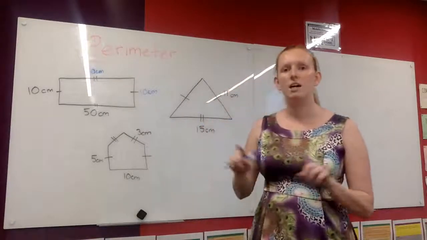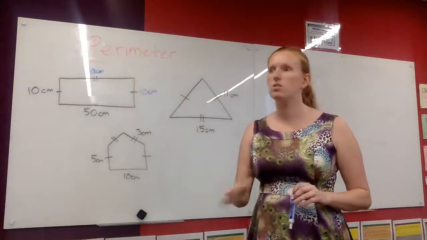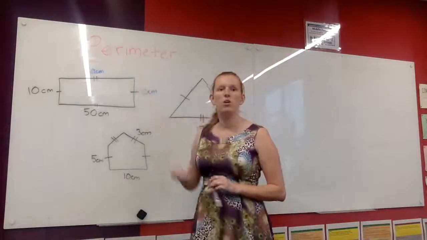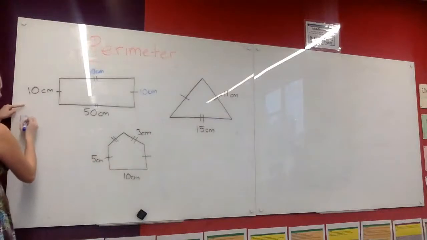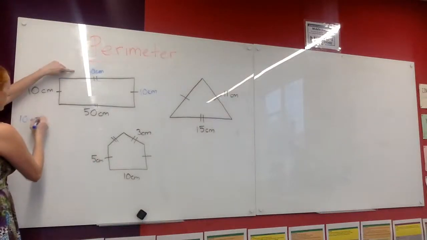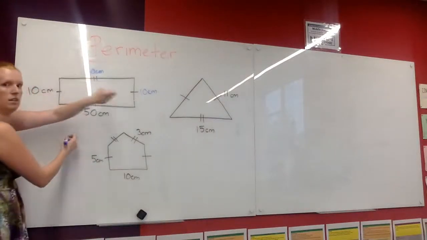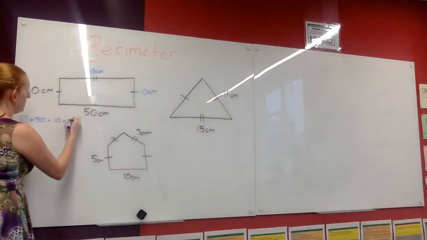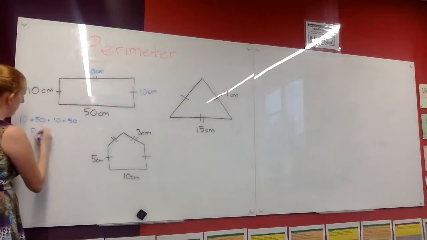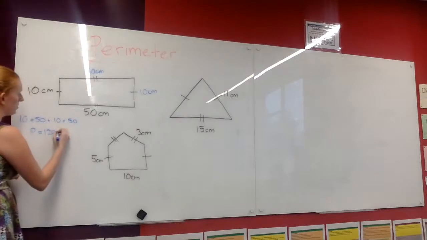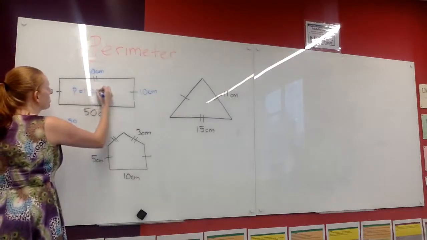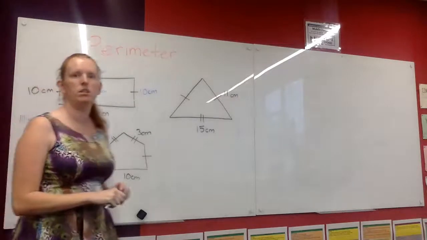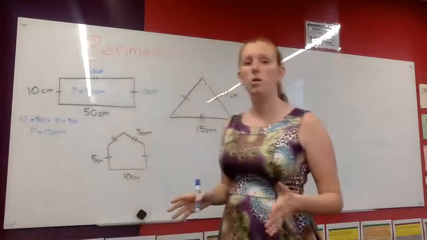We just add up the lengths of the different sides, which we can do now because we have lengths written on all of the sides. So we want to add 10 plus 50 plus 10 plus 50. So that gives us P equals 120 centimeters. So we're going to write that in the middle. It's good practice to write it in the middle. It's not required, but it's good practice.